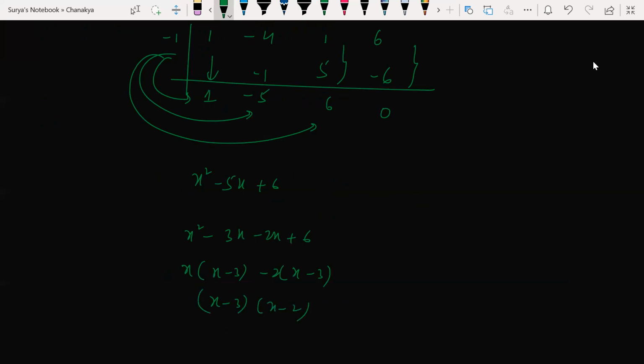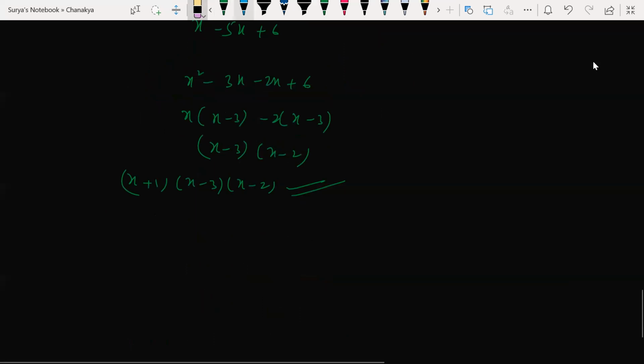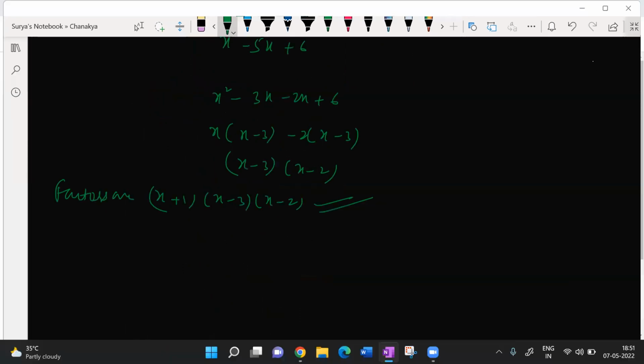Yes, sir, these are the two factors I got. And one more factor is what? Therefore x is x plus 1 into x plus 1. These are the factors. Yes, sir, my answer is correct, sir. Very good. Very good, Shreyasi. Good job.